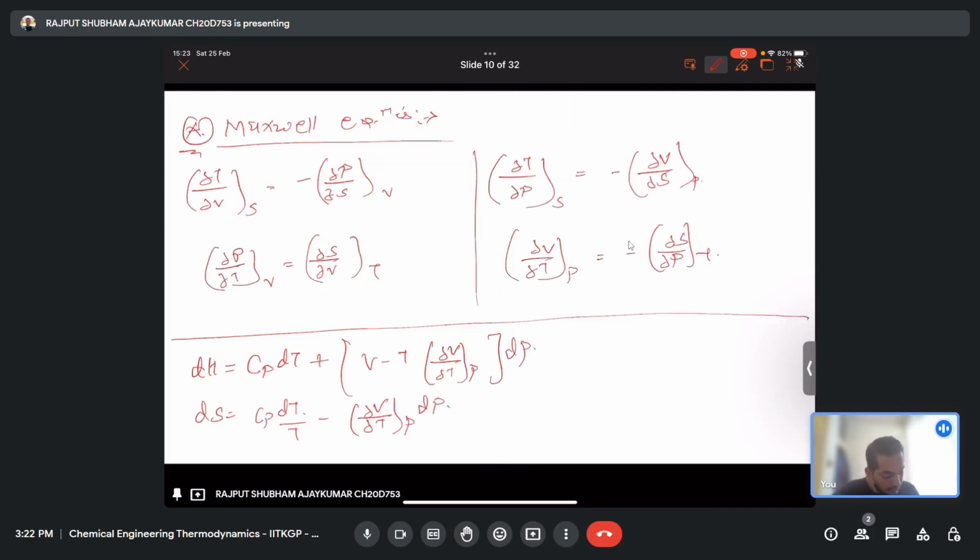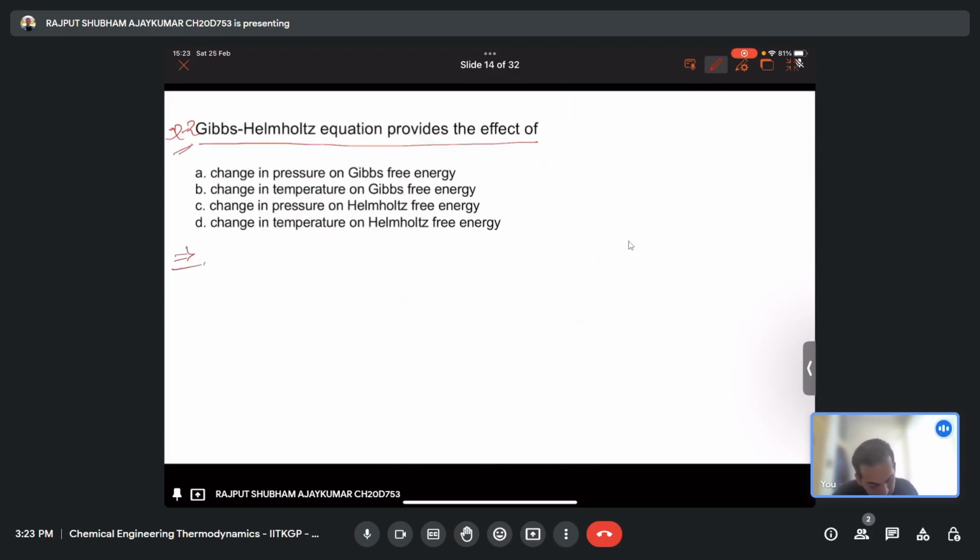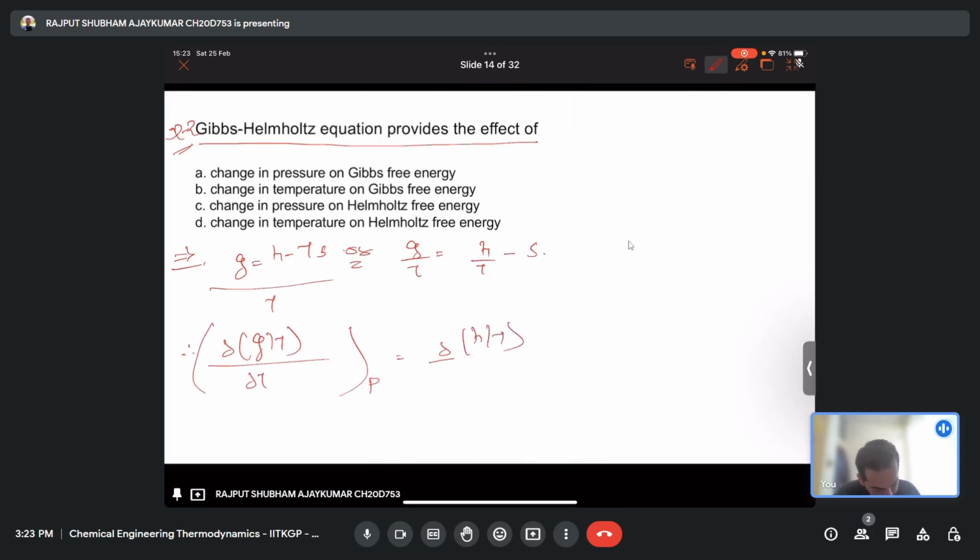Okay, so what has been asked of us, we'll try to solve. Now I'm not showing the Gibbs-Helmholtz equation directly, but G is equal to H minus TS. Or I can write this as G by T is equal to H by T minus S. I have divided the whole equation by T, and it will give this. Or I can do partial differentiation: del of G by T with respect to temperature at constant pressure is equal to del of H by T with respect to temperature at constant pressure minus del S by del T at constant pressure.